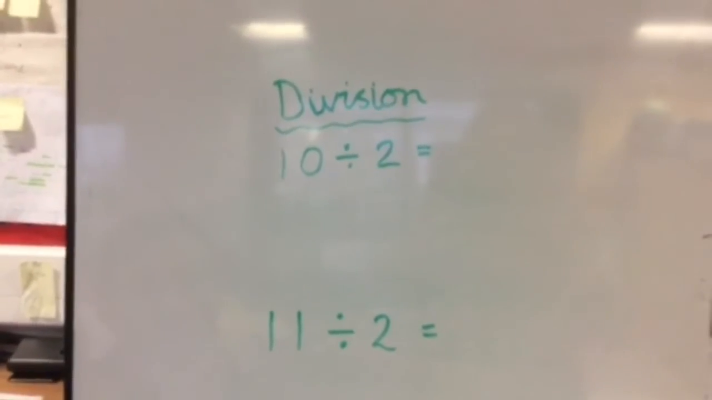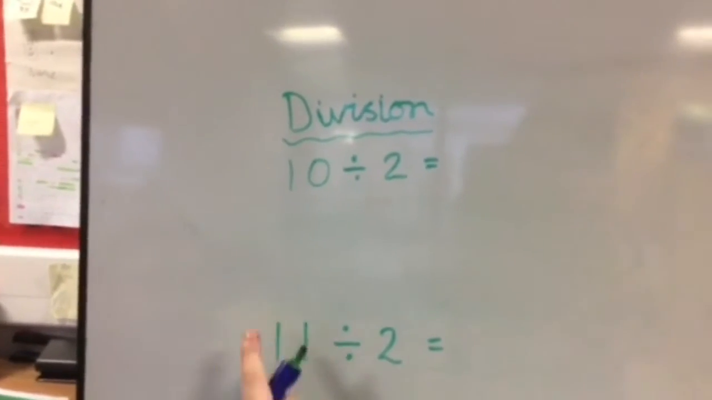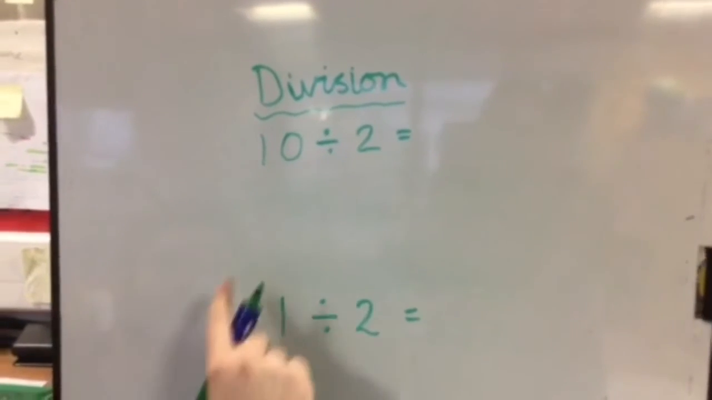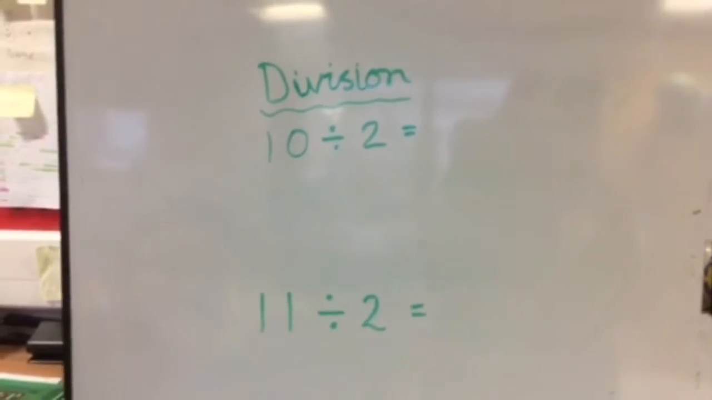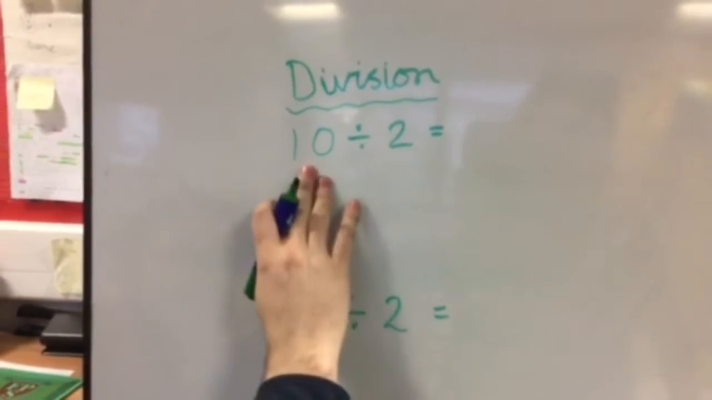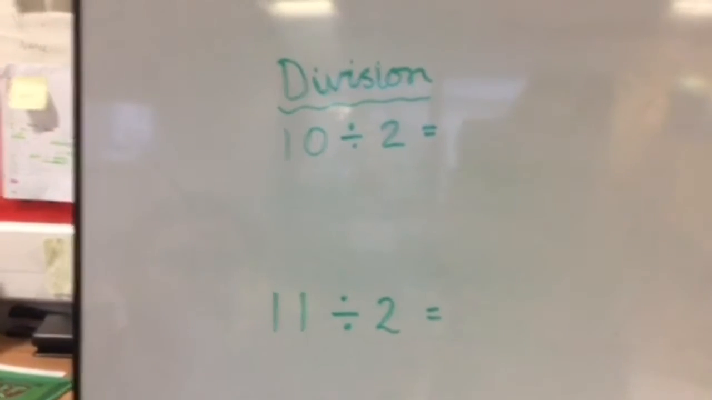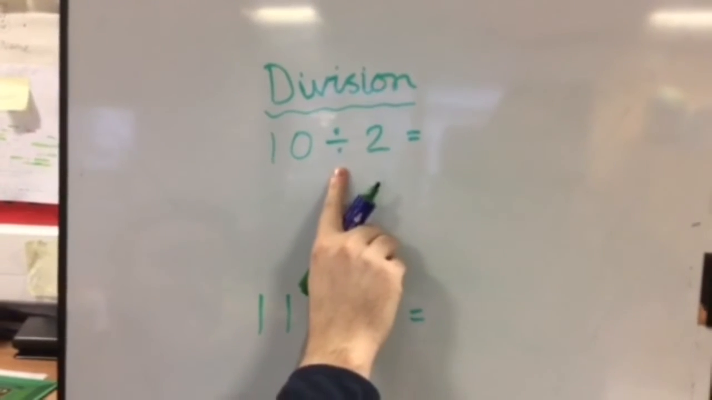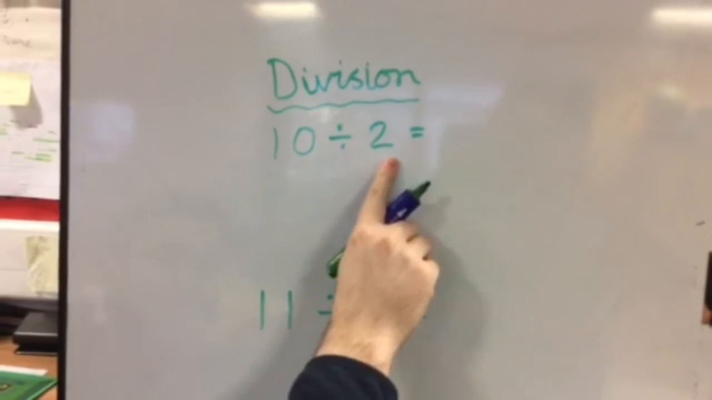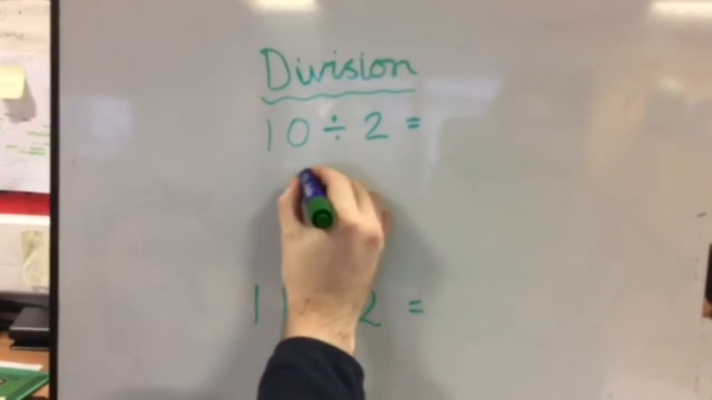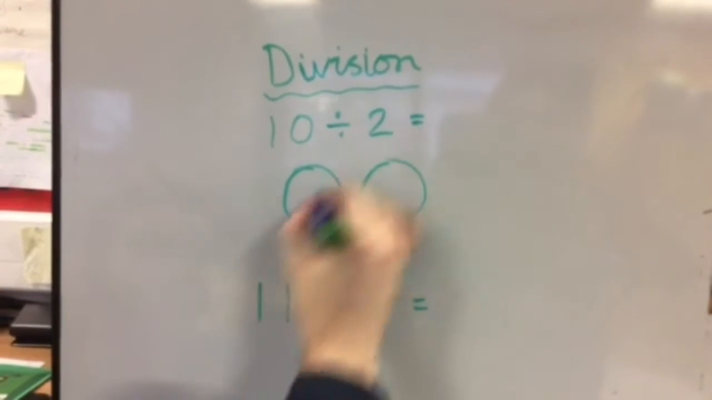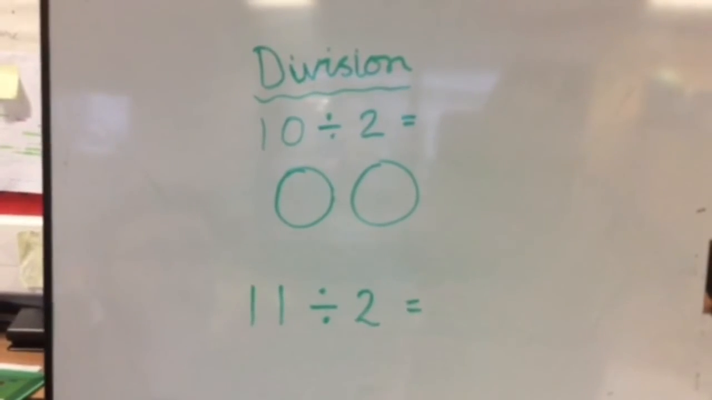Finally, we've got division. So we're going to use very similar language to our multiplication. We're going to be sharing equally into groups. So at the minute we've got 10, that's where we're going to start. We've got 10 shared by or divided by 2. So the children understand that we need 2 groups because we are going to share 10 into 2 equal groups.